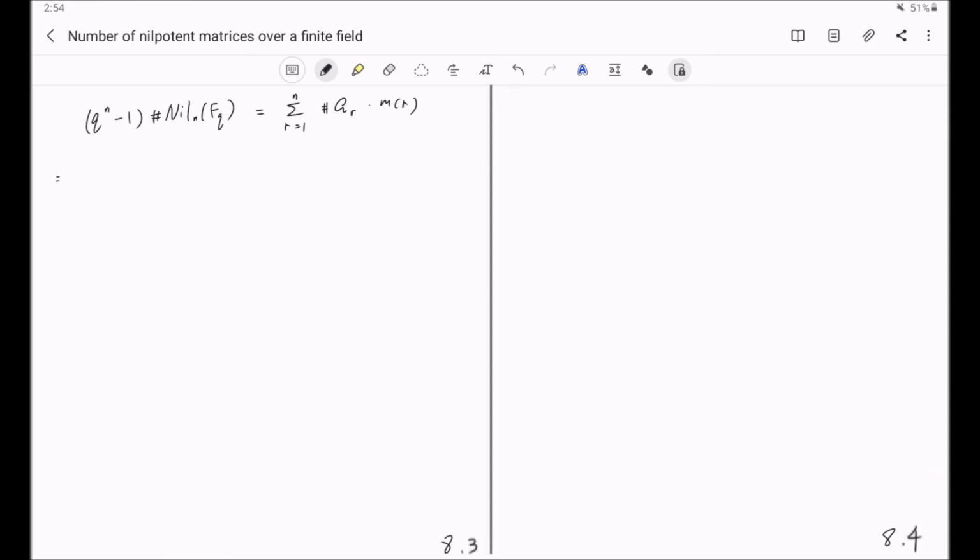This will be equal to, so we look at this summation from the last term. We start with the term when R is equal to n. And for that term we get q raised to the power n minus 1 times q raised to the power n minus q all the way to q raised to the power n minus q raised to the power n minus 2 times q raised to the power n minus q raised to the power n minus 1.